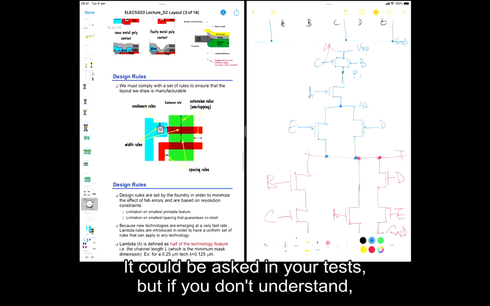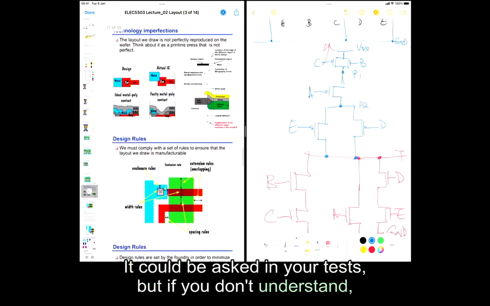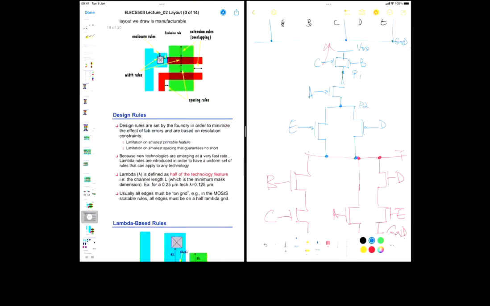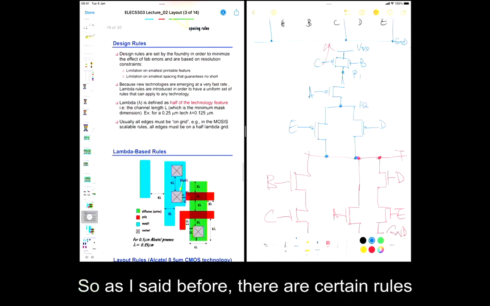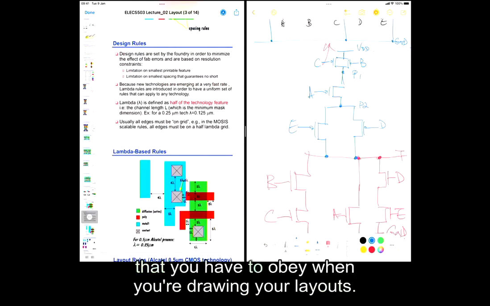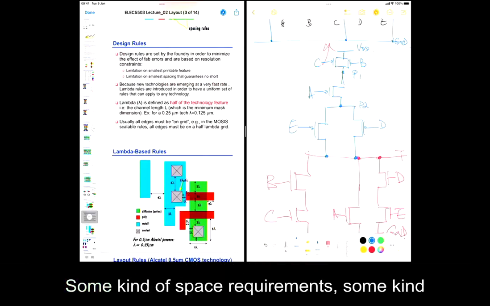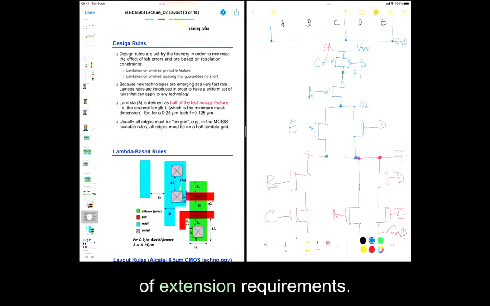It could be asked in your tests, but if you don't understand, let me know. So they are, again, physics design rules. As I said before, there are certain rules that you have to obey when you're drawing your layouts. Some kind of space requirements, some kind of extension requirements.